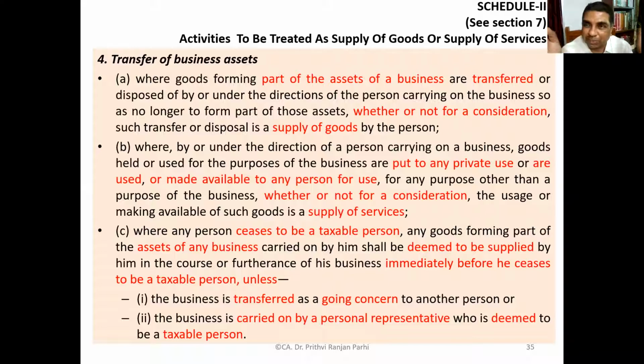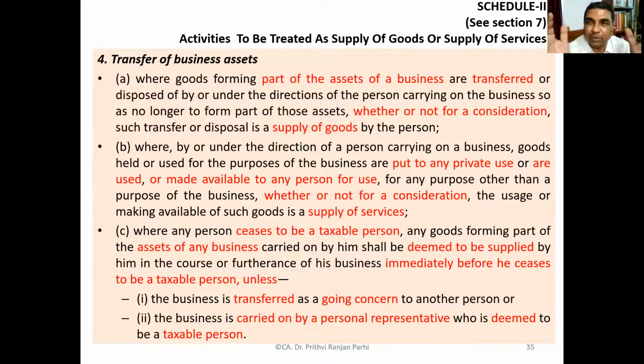Okay, but there are some exceptions. The exception is that unless the business is transferred as a going concern to another person. So one person takes that business as a going concern, then assets are still continuing. It has not been supplied. Or the business is carried on by a personal representative who is deemed to be a taxable person.